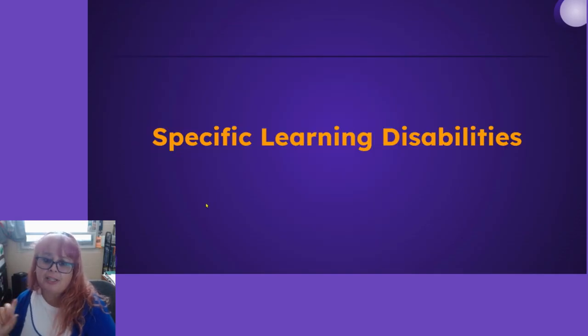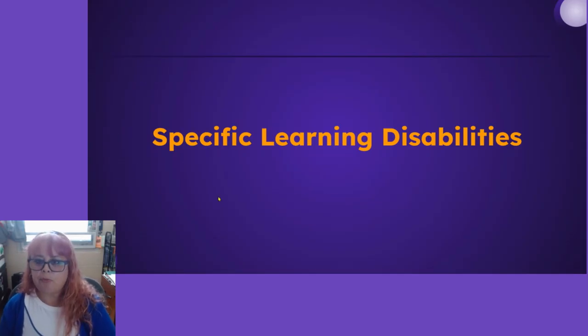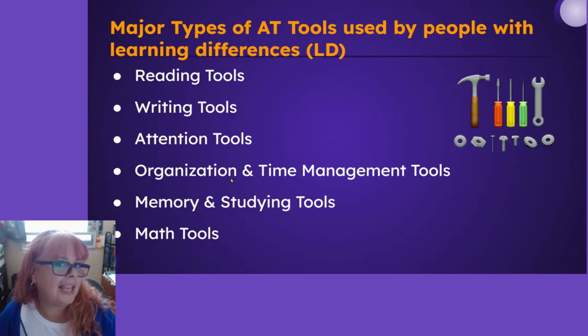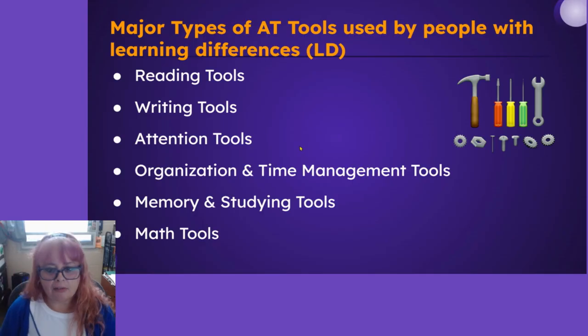Okay, the next section is on specific learning disabilities that we talked about early in the unit. So let's just refresh what those are. All the assistive technology in this unit we talked about are things that could help people with reading, writing, attention, organization and time management, memory and studying, and math tools. If there's no yellow highlighted stuff, you don't have to write anything down for that one. Same thing with this one.